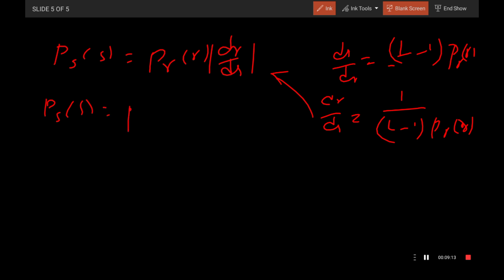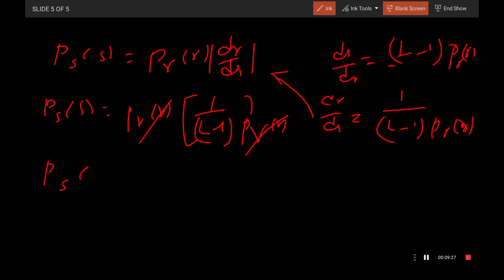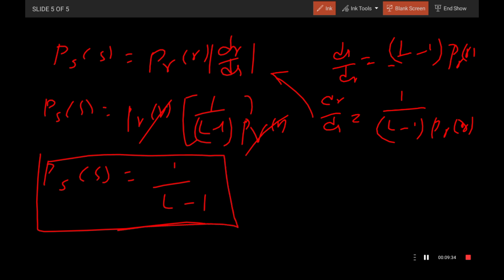Now if you substitute this equation into the earlier equation, we will get PS of S is equal to PR of R into 1 by L minus 1 into PR of R. This PR of R gets cancelled. Therefore we get PS of S is equal to 1 by L minus 1, right? This is the final equation.